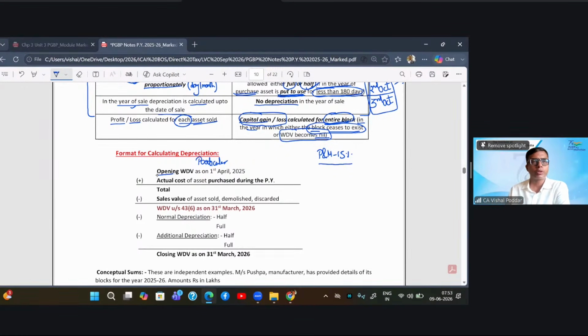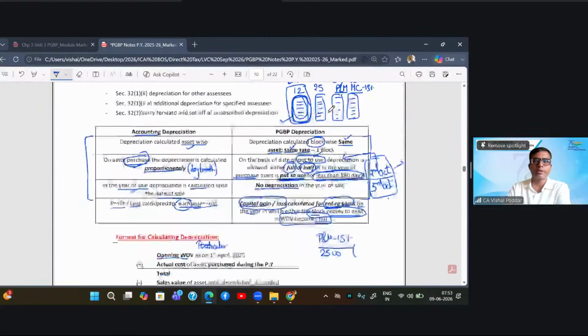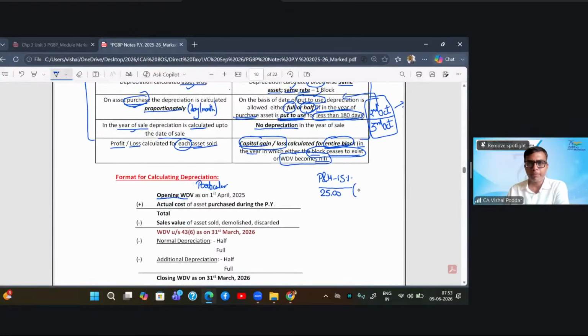Now first, you have to take the opening WDV as at the start of the year. Let us say it is 25 lakhs. And it includes how many assets? Let us say this block has 25 assets. Keep that in mind, then I'll change this value. Let us say it is 35 lakhs. And how many assets are there in this block? There are 25 machines. So this 35 lakhs is the total WDV of 25 machines, correct? So you start with opening WDV, which is of all the machines in that block combined.